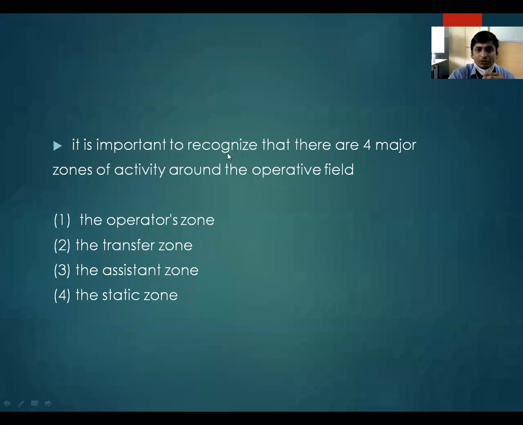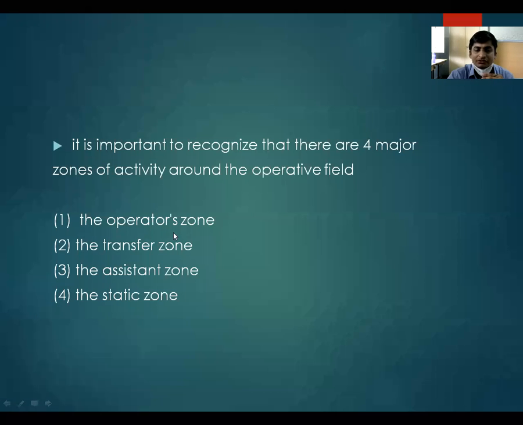It is important to recognize that there are four major zones of activity around the operative field when we are performing on a patient. These are the four different zones: the operator zone, the transfer zone, the assistant zone, and the static zone. So all these zones are very important.